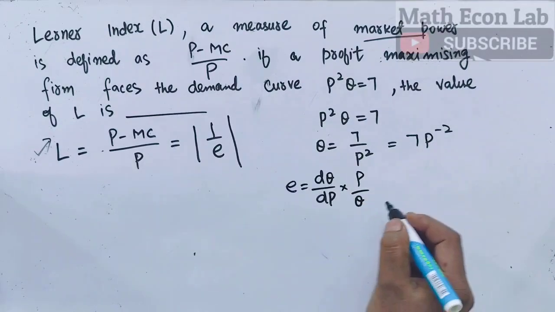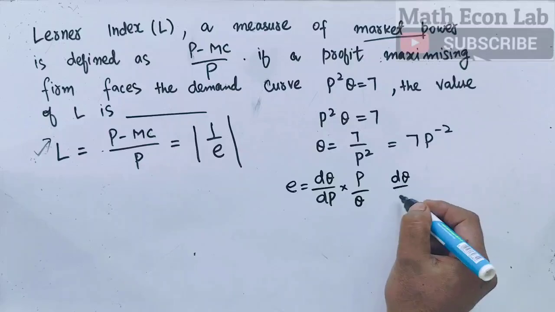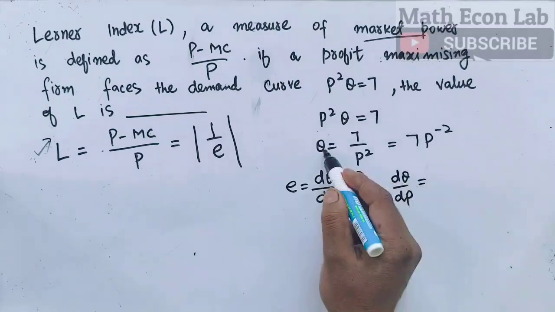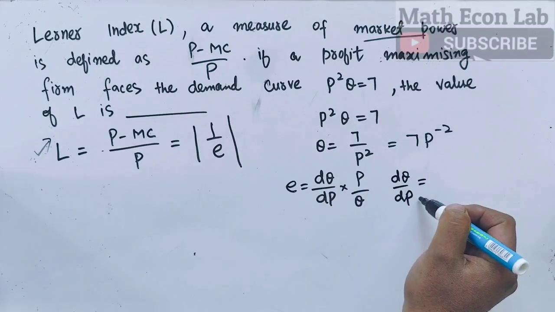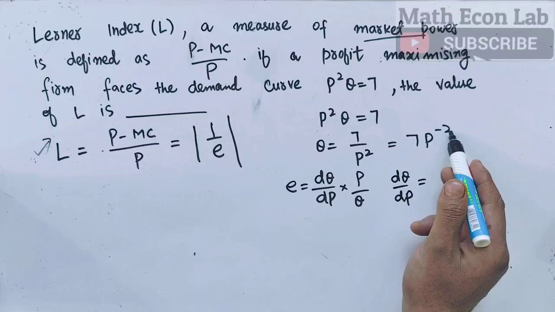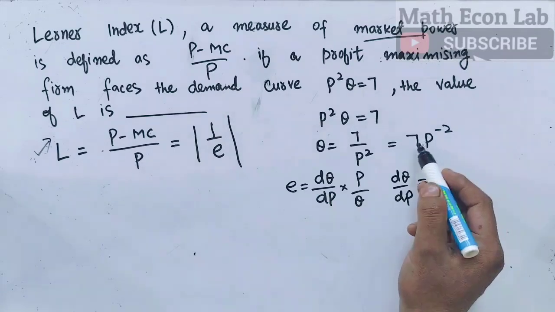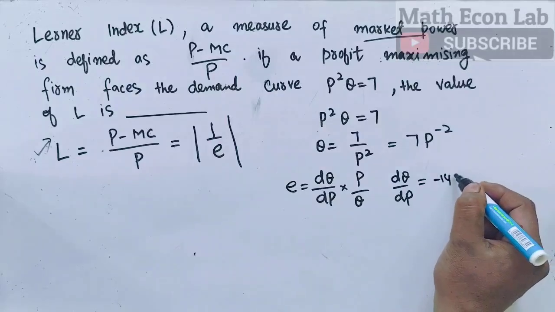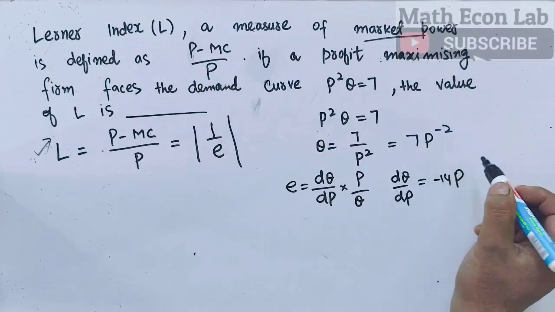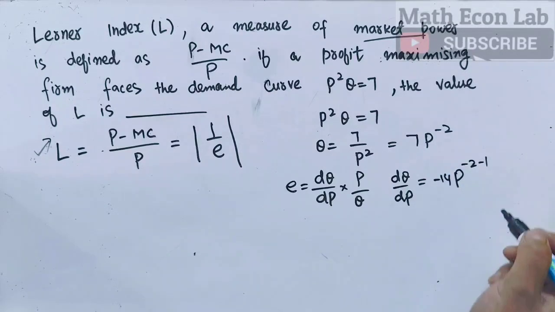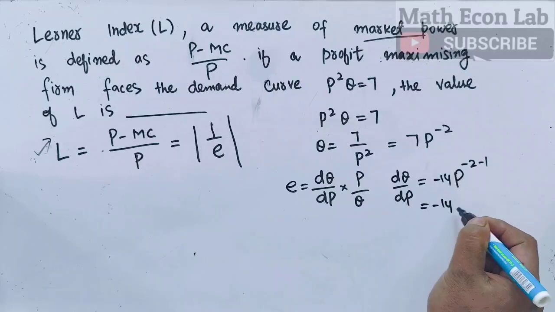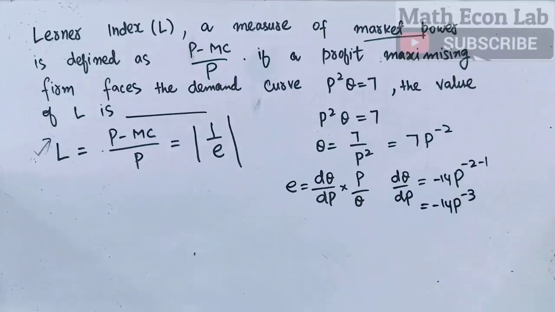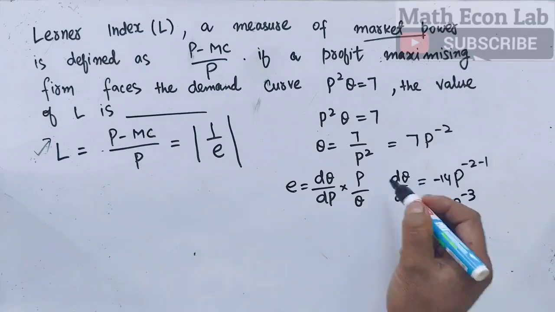So dQ upon dP, let us first find out this, the derivative of this function with respect to price. Using the power function rule, the exponent becomes the coefficient, so 2 into 7 gives minus 14 here. Then we have P, and the exponent is reduced by 1, so we get minus 14 P raised to the power minus 3. This is our derivative.